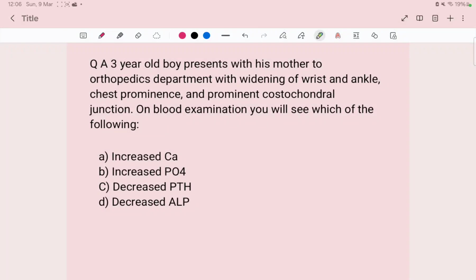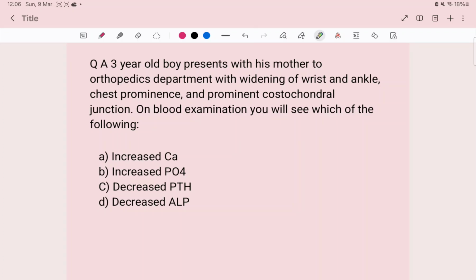Hi guys, so let's start with the question of the day. The question goes like: a 3-year-old boy presents with his mother to the orthopedics department with widening of wrist and ankle, chest prominence, prominent costochondral junction. On blood examination, you will see which of the following: A. Increased calcium, B. Increased phosphate, C. Decreased PTH, or D. Decreased ALP.